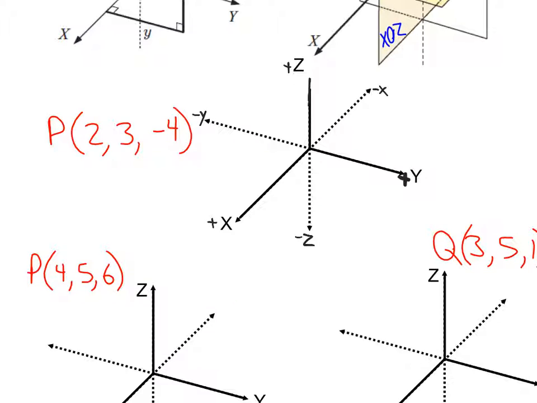So here we see the challenge of drawing 3-dimensional things on a flat surface, okay? But the nice thing is you're not going to be asked to do this. I just want to show you one or two so you can see what the process is here. So if I'm plotting a point 2, 3, -4, I have an x, y, and z coordinate. I'm going to come out 2 on my positive x-axis, and I've got to go 3 on my positive y-axis.